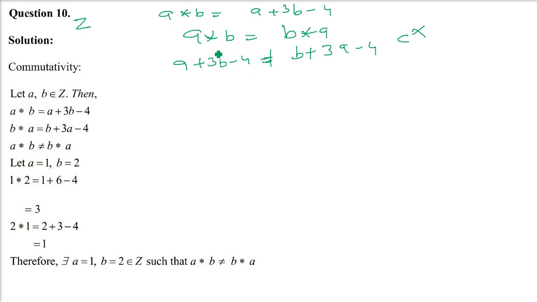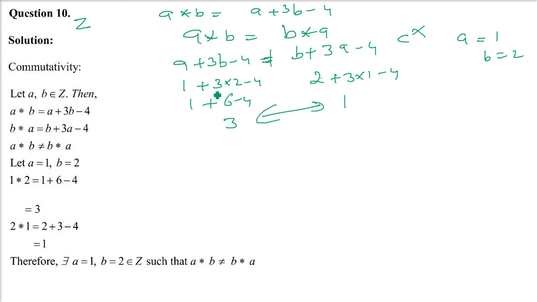Because a and b belong to Z, the integers, a you can take as 1, b as 2. So just put a as 1: 1 plus 3 into 2, 6, minus 4. So 1 plus 6 minus 4, you get 7 minus 4 is 3. On the right hand side we have 2 plus 3 into 1 minus 4, so you get 2 plus 3 is 5, 5 minus 4 is 1. 3 is not equal to 1, so it is not commutative.